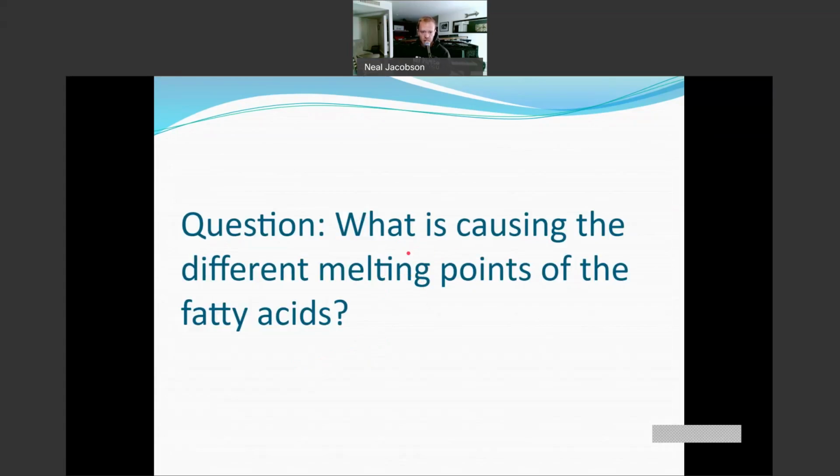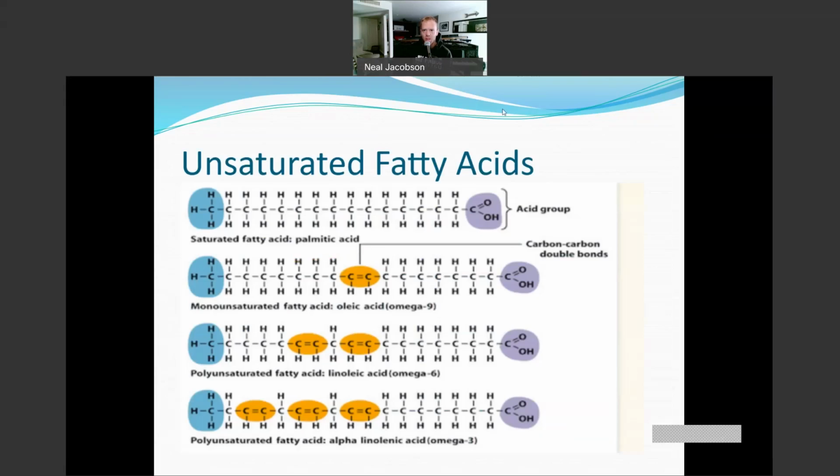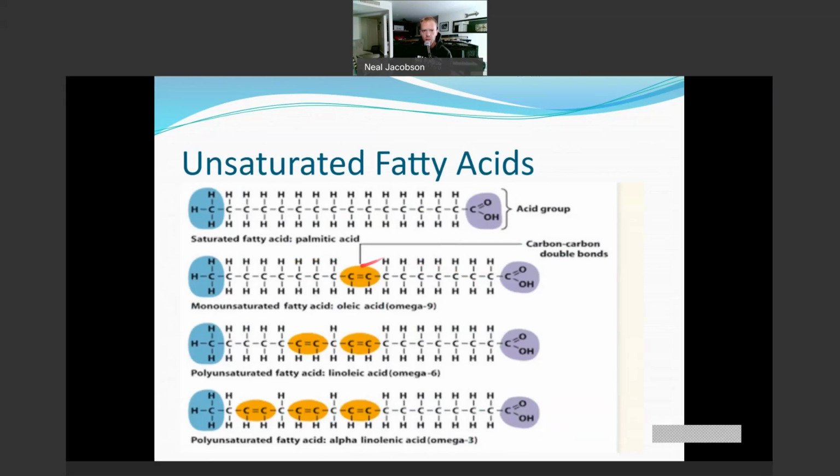It's the kinks in the hydrocarbon tails, right? It's the double bonds between the carbons in the hydrocarbon tail. And so here's an example. Let's take a look at this.